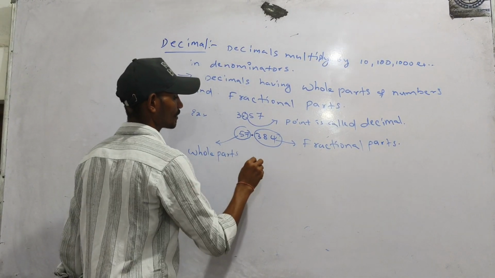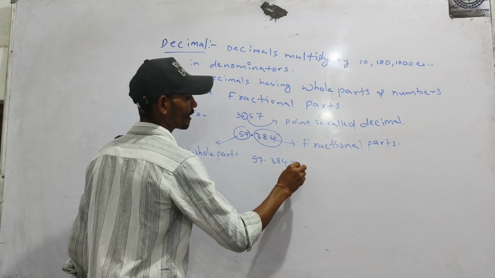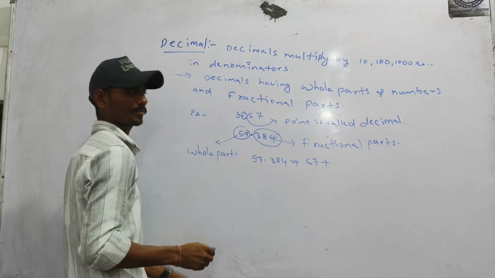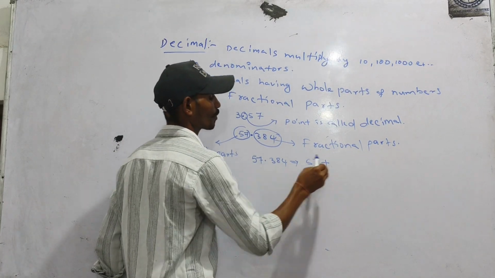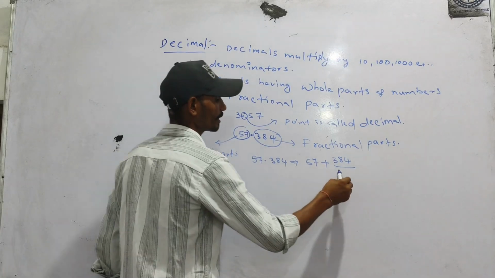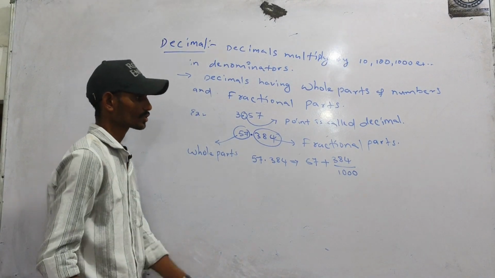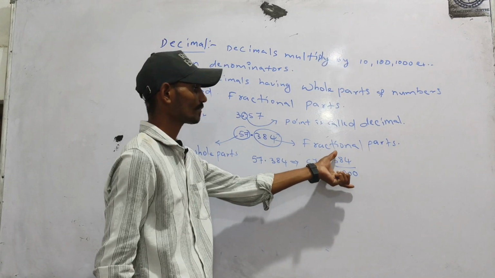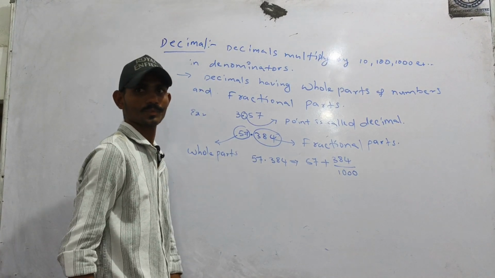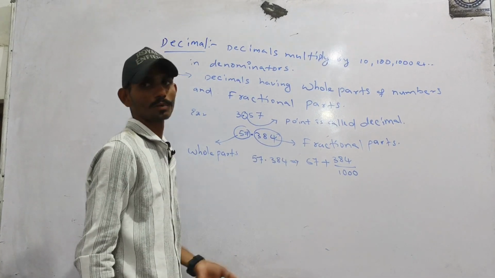So let's observe here: 57.385. I can write 57 plus 385 by 1000, because after the point there are 3 digits, so I can multiply by 1000. So this is the whole part and this is the fractional part. A fraction is always in the form of a by b, that's why I am calling this the fractional part, and this the whole part.